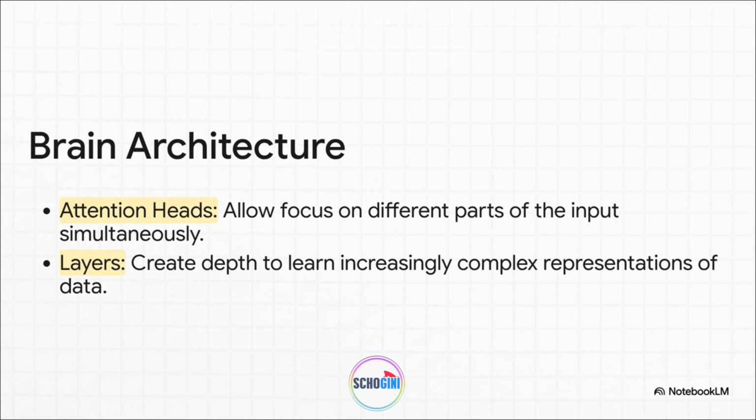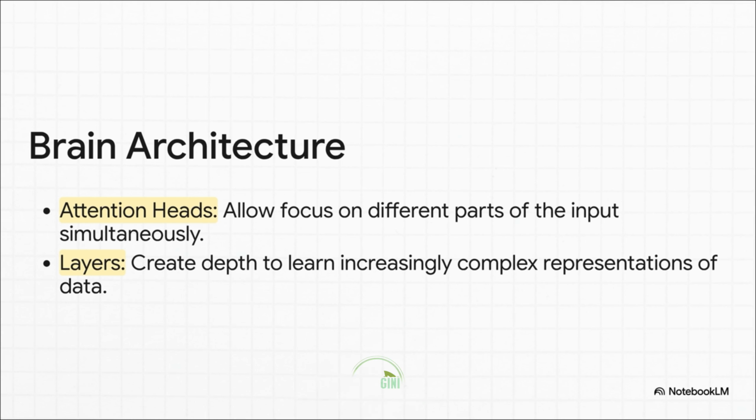But it's not just a big, messy blob of parameters. The architecture is really smart. It has specialized components, like attention heads, which let the model focus on different parts of a sentence to understand how words relate to each other. And then you have layers, which create depth. This allows the model to build on simple concepts to understand really, really complex ideas. It's how the brain learns context, not just words.